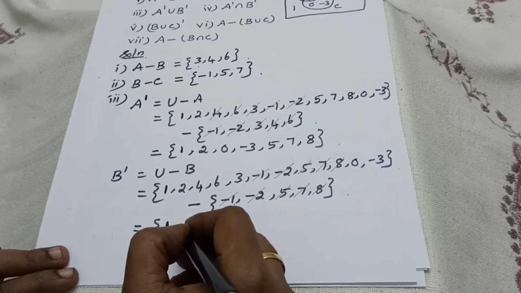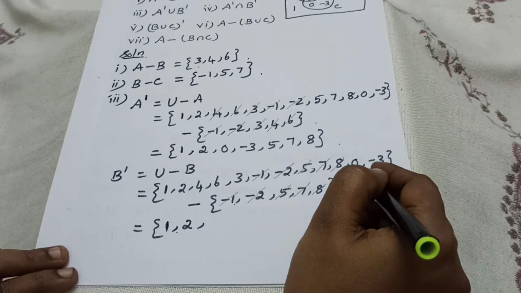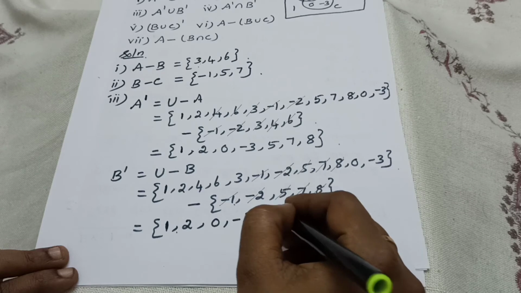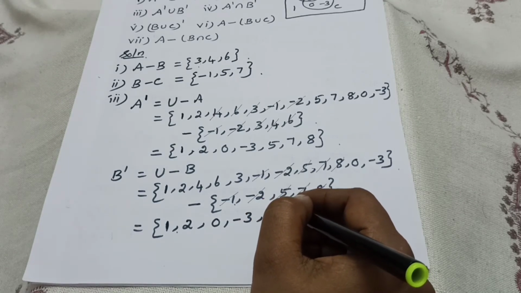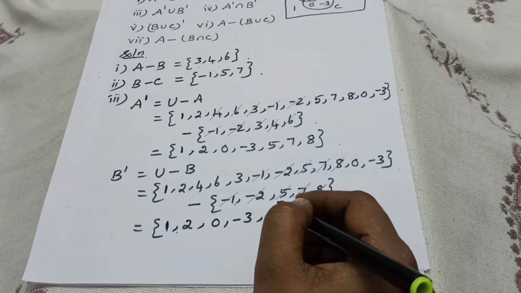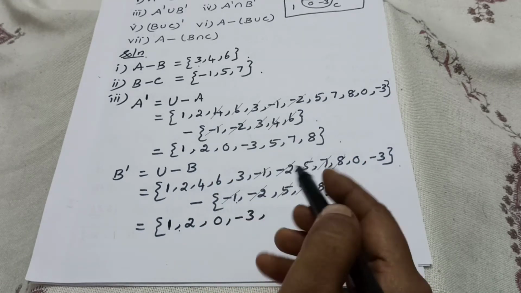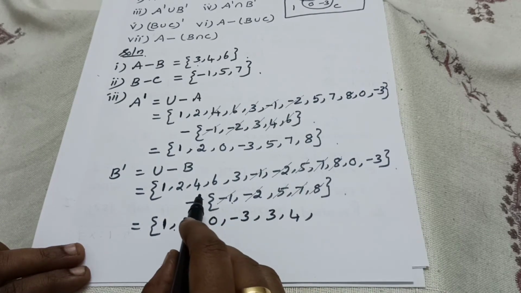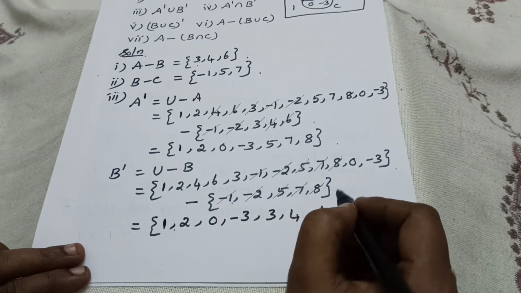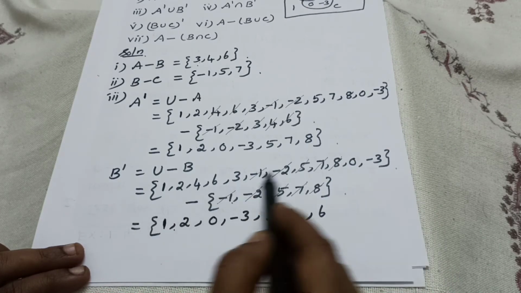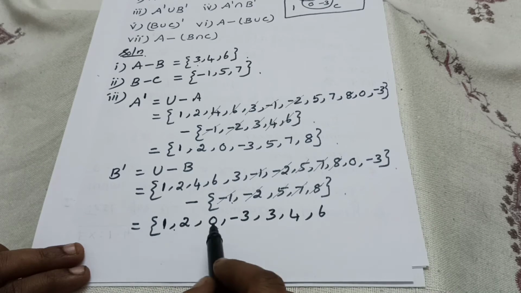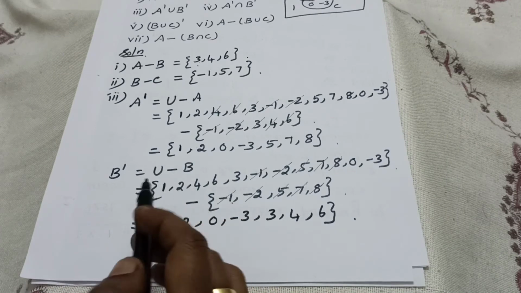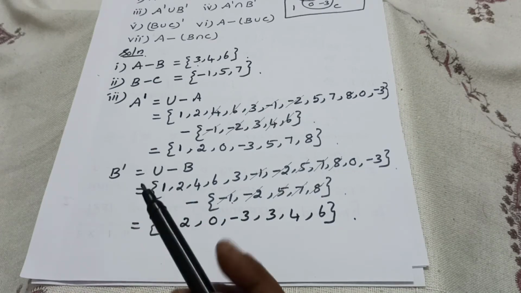Then 1, 2, then 0, minus 3, 4, 3 also we can write, isn't it? Here, 3 also we can write. 3 is there. Next one, 4 is there. 4, 6. How many elements? 1, 2, 3, 4, 5, 6, 7. Okay. Then here A dash we got, B dash also we got.